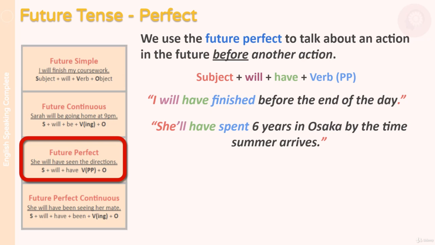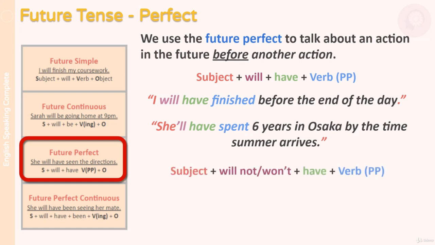And really good to use the contractions here. In the first example, I will have finished. I probably wouldn't say that. I would contract. I'll have finished. She'll have spent.